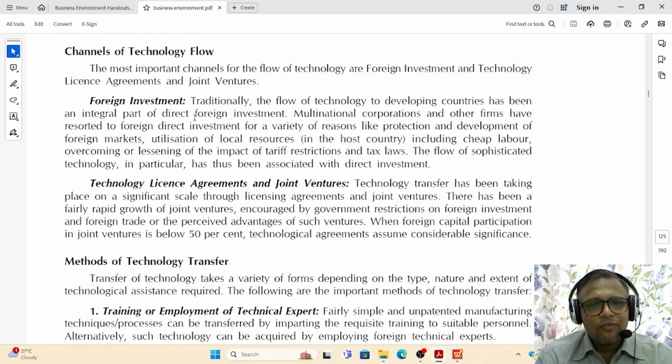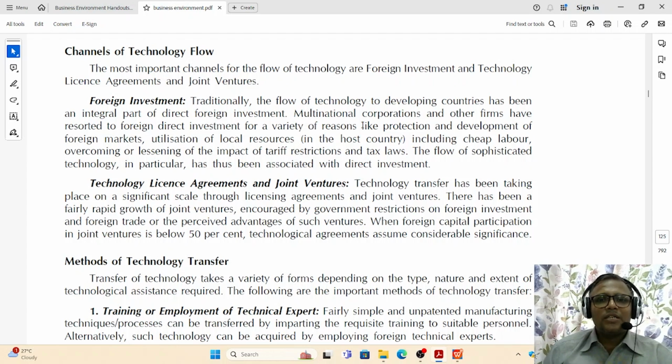Traditionally, the flow of technology to the developing countries has been an integral part of the direct foreign investment. The multinational corporations and other firms have resorted to the foreign direct investment for a variety of reasons like protection and development of the foreign market, utilization of the local resources in the host country, including the cheap labor, overcoming or lessening of the impact of the tariff restrictions and the tax laws. Thus, the flow of the sophisticated technology in particular has been associated with the direct investment.